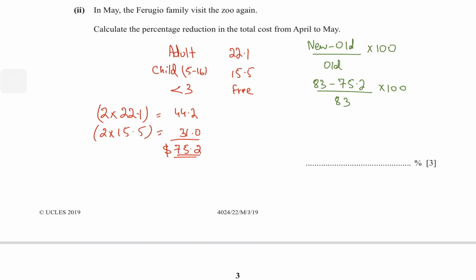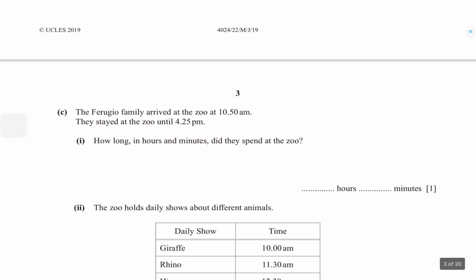Now since this is a paper 2 question, I'm just going to use my calculator to calculate this, and the final answer correct to 3 significant figures is going to be 9.40. So 9.40 is going to be my final answer. Now let's do part C.